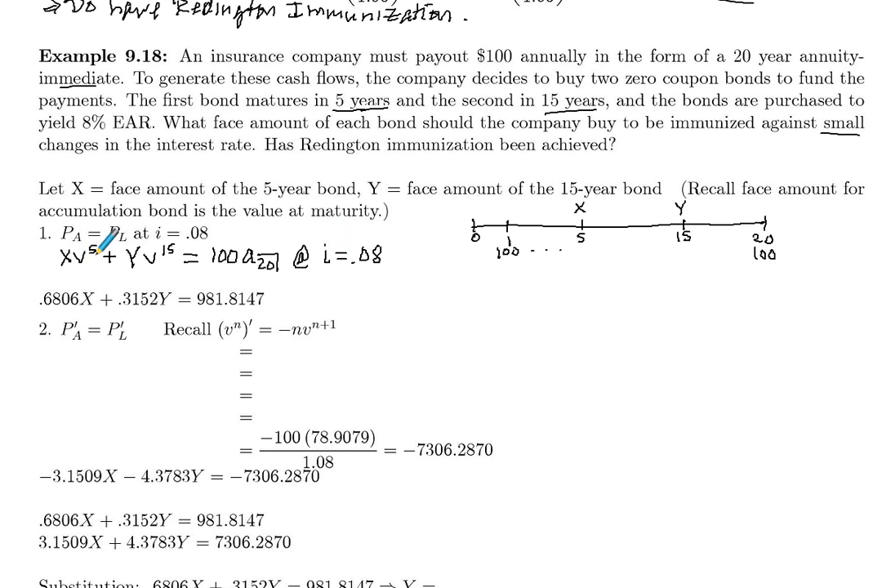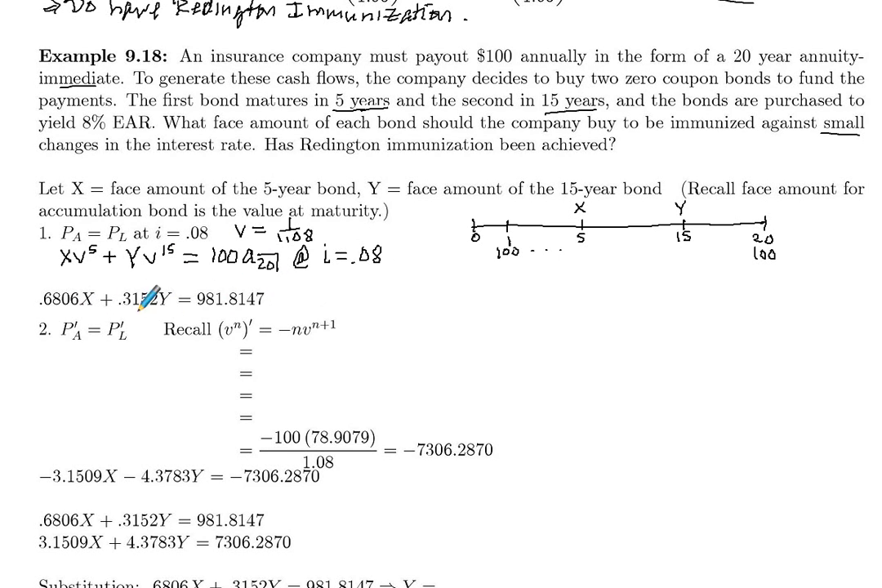And so if you compute v to the 5th, okay, so 1 plus I equals 1.08, so our discount factor is going to be 1 over 1.08. So then if you compute v to the 5th and round it to 4 decimal places, you get 0.6806. So that's our coefficient of x. And then v to the 15th is 0.3152, that's our coefficient of y. And then 100 A angle 20, if you compute that at I equals 0.08, you get 981.8147. So it kept 4 decimal places of accuracy.